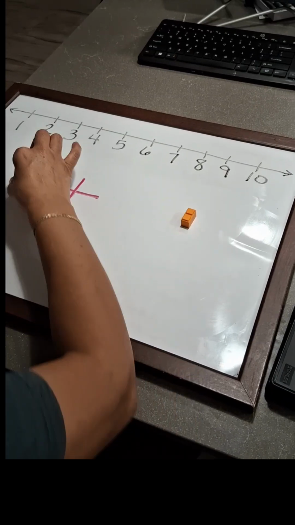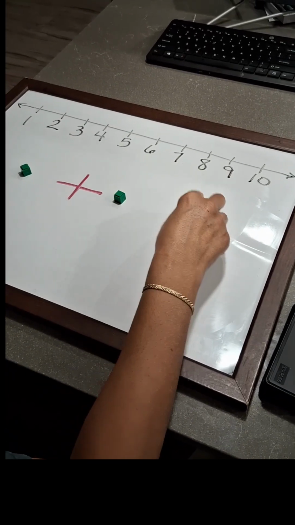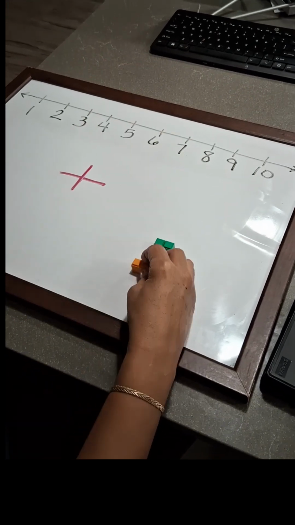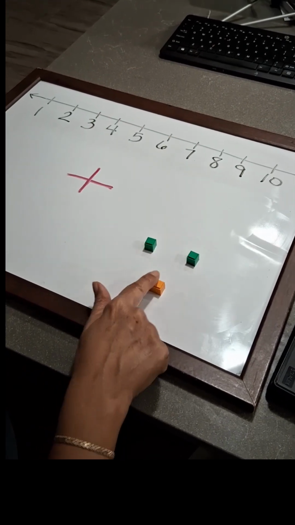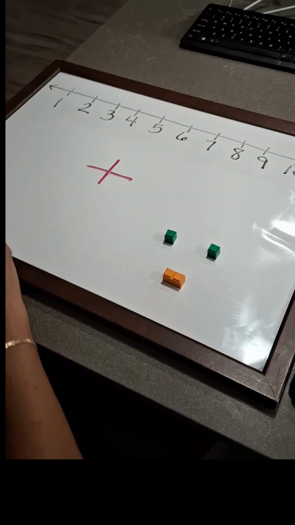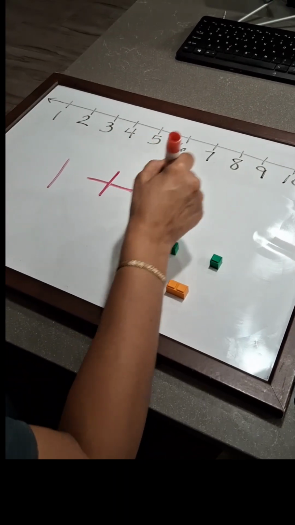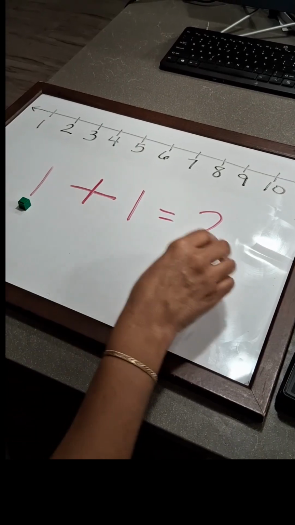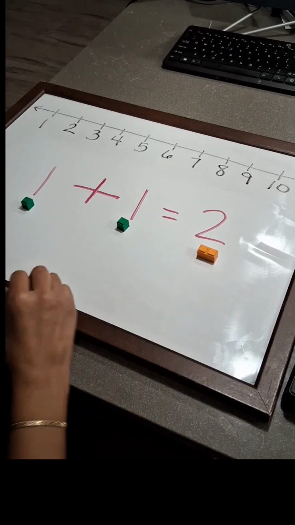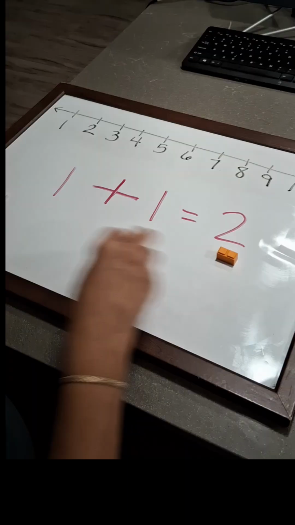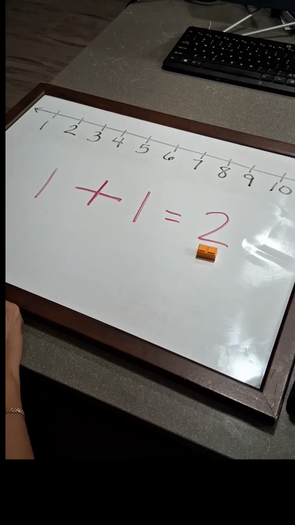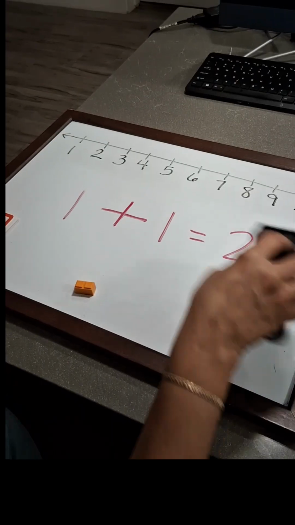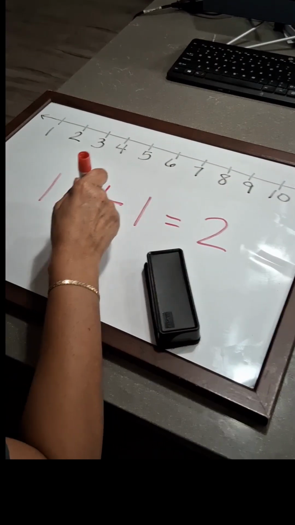At first they're separate, 1, 1, put them together. Now I have 2. It's the same as 2. 1 plus 1 is equal to 2. Once I put them together, I don't have these anymore. I'll just have the 2. Okay? Now, that's what we mean by addition.